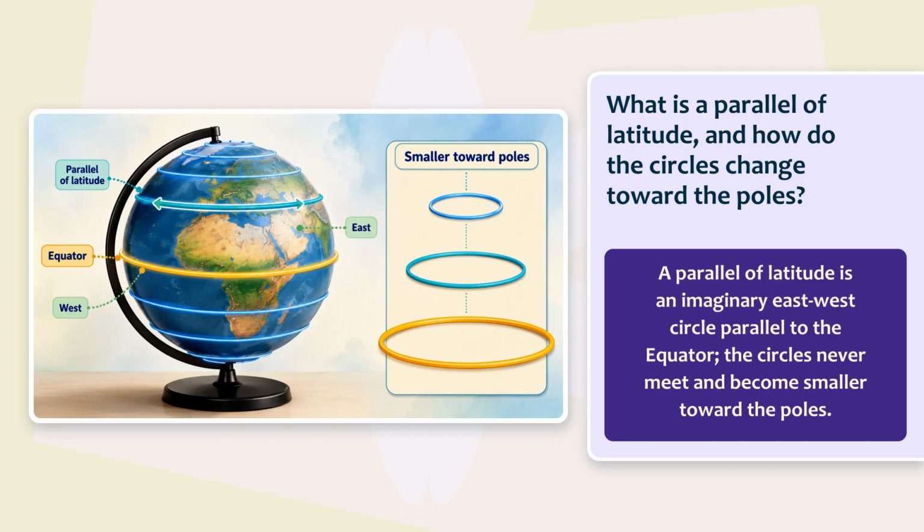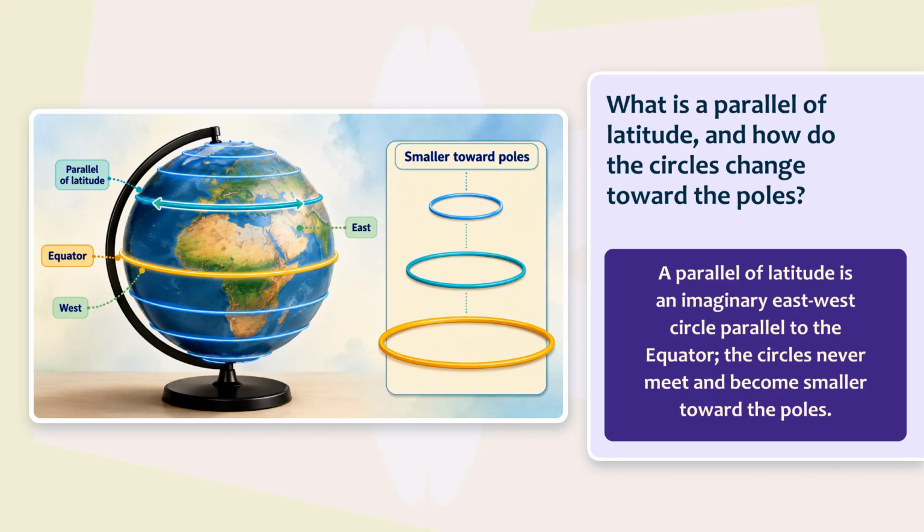What is a parallel of latitude, and how do the circles change toward the poles? The complete globe pattern gives the response. A parallel of latitude is an imaginary east-west circle parallel to the equator. The circles never meet and become smaller toward the poles. The equator is the largest.